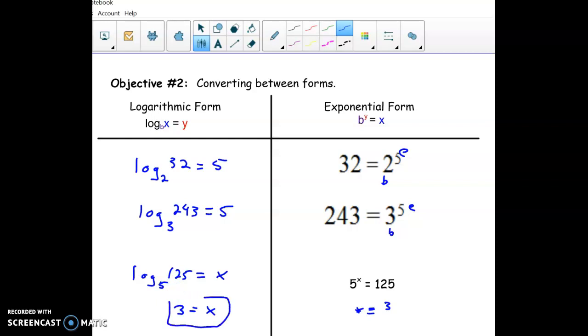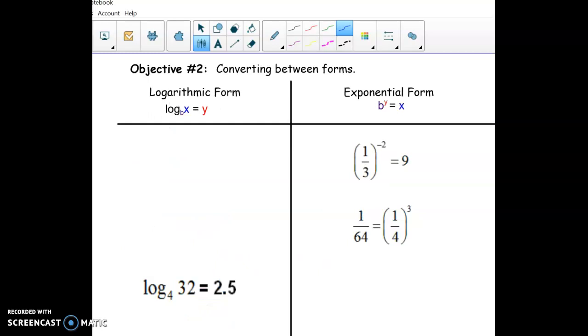So when we solve, again, we're going to want to convert forms. All right, let's try a couple weird ones. Pause the video and see if you can convert the forms. Okay, so these are all true statements. 1/3 to the negative 2 power is 9. And you can, again, type in your calculator if you're not sure.